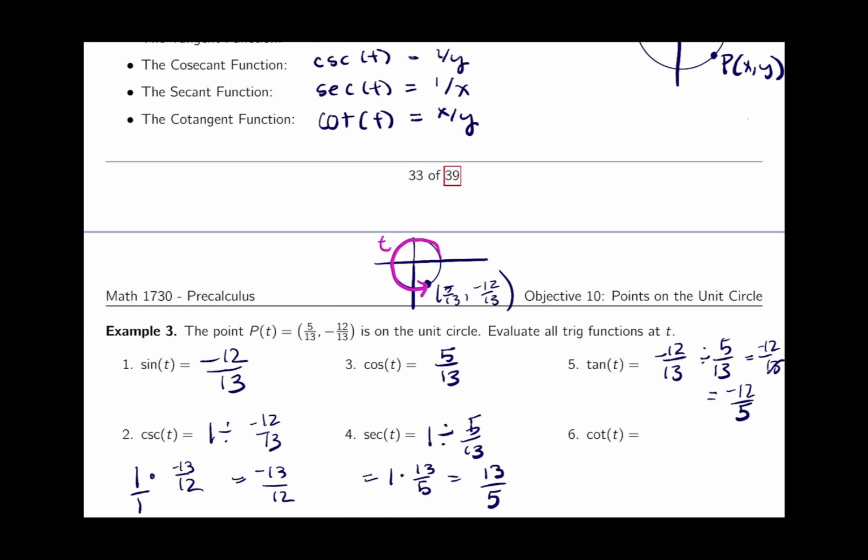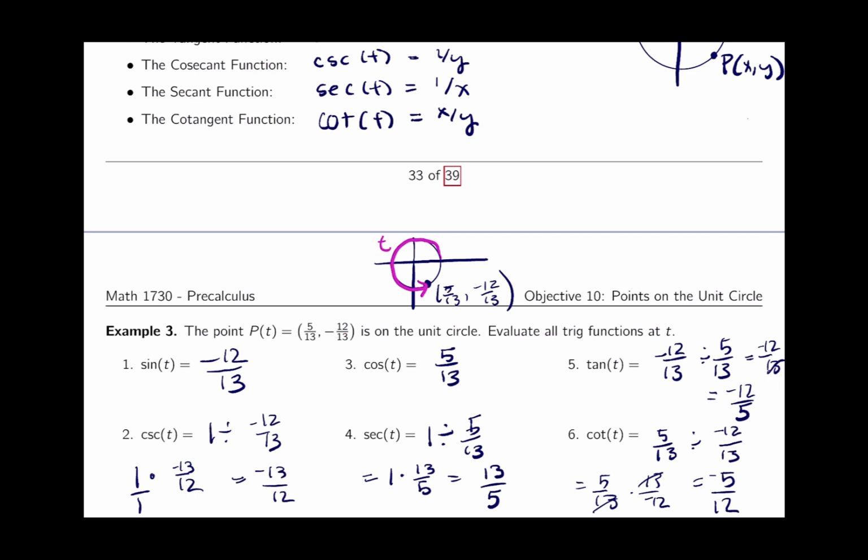Finally, the cotangent, defined as x divided by y. So I'm going to take my x-coordinate, 5/13, and divide by my y-coordinate, negative 12/13. I will multiply by the reciprocal, cancel out the 13s, and say that my answer is negative 5/12.